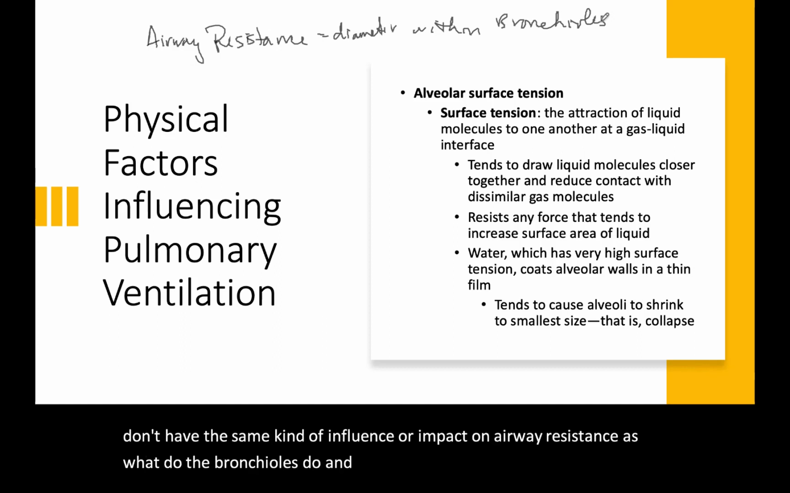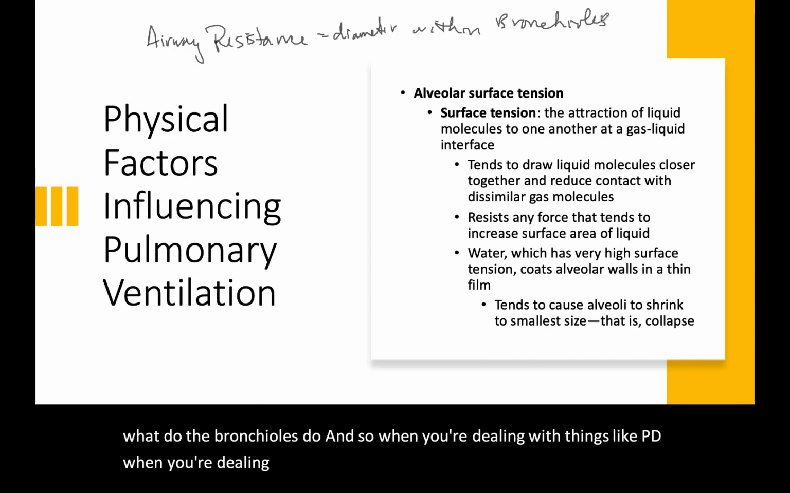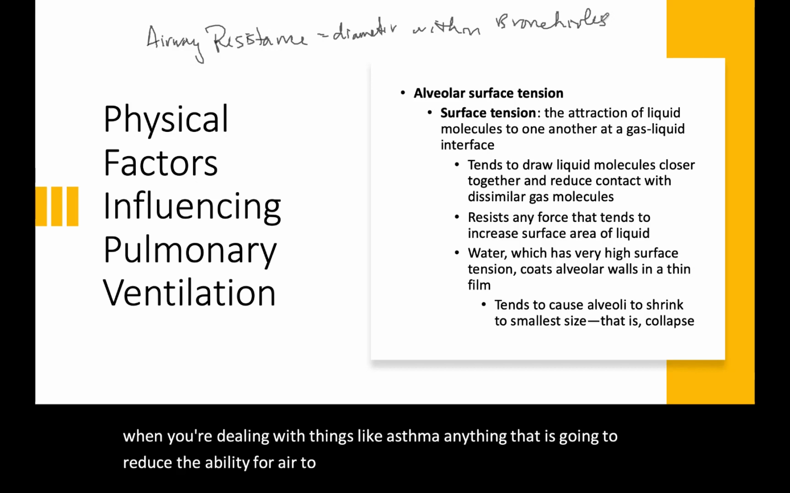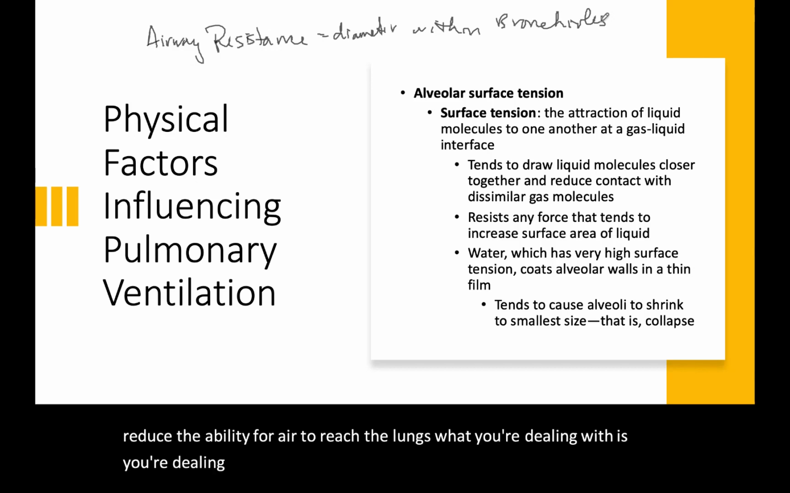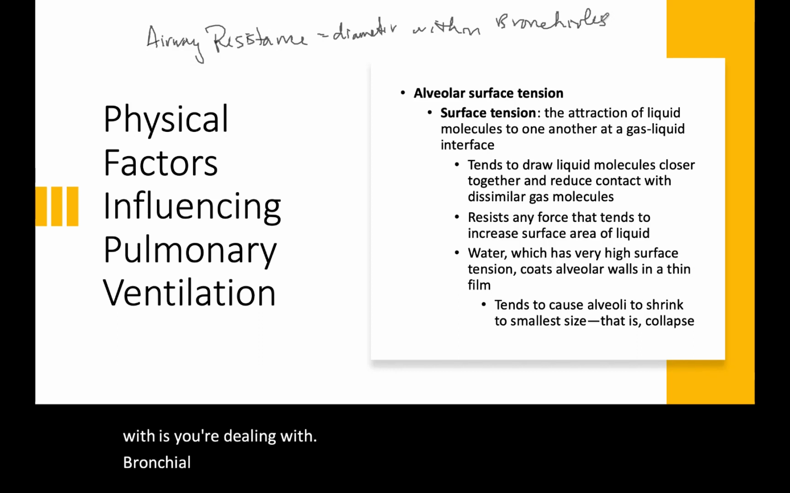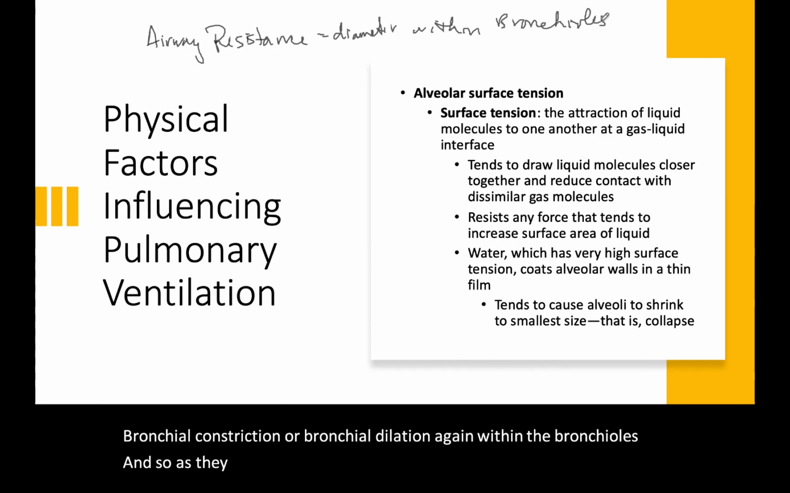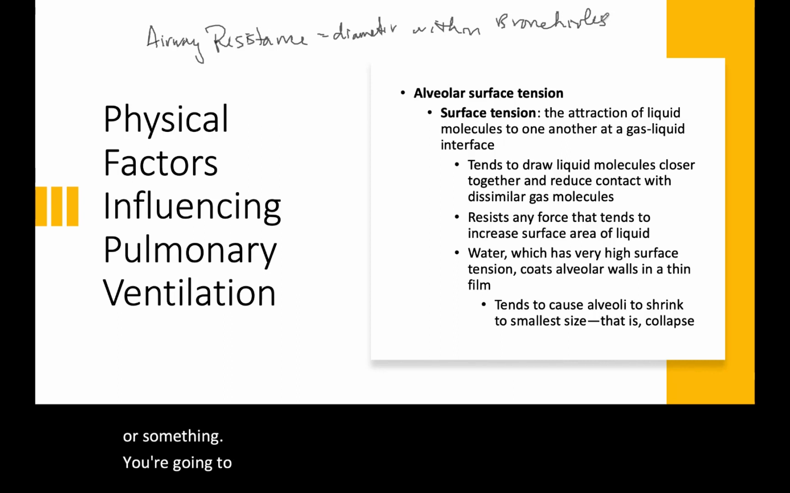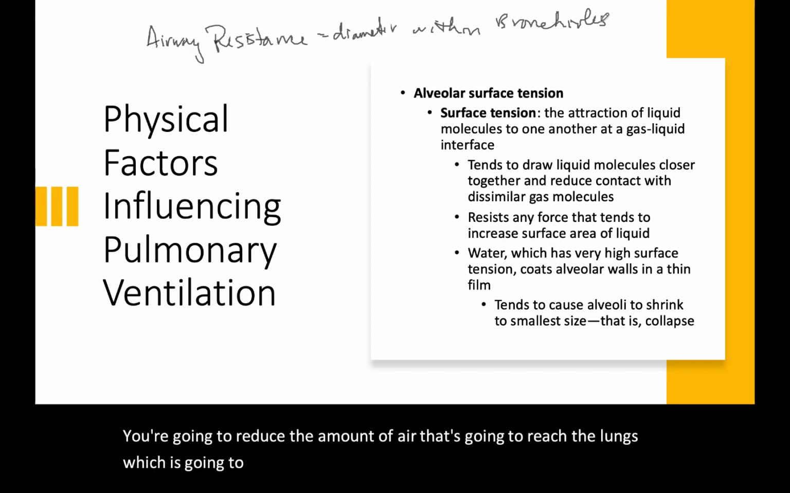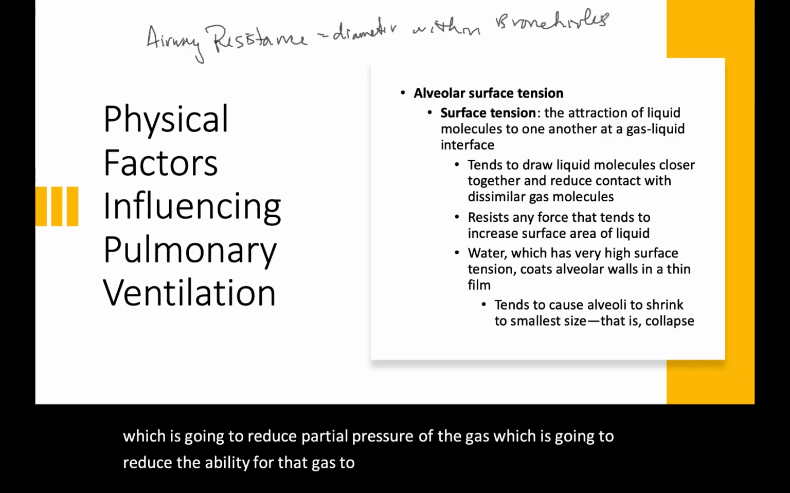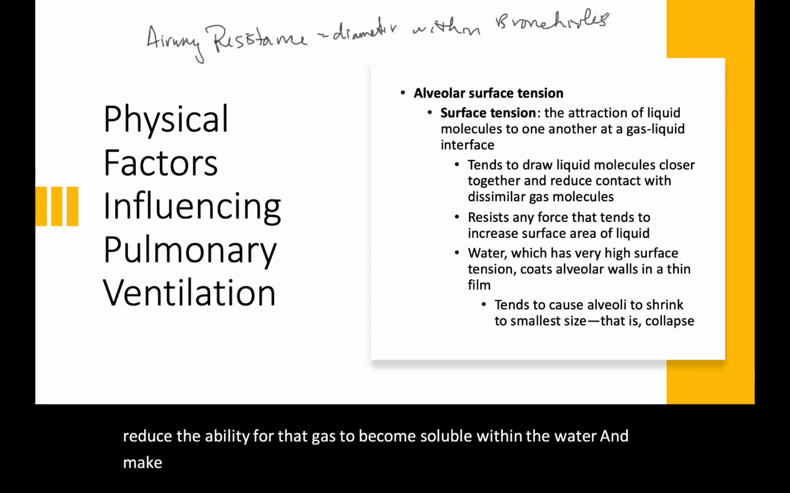And so when you're dealing with things like COPD, when you're dealing with things like asthma, anything that is going to reduce the ability for air to reach the lungs, what you're dealing with is bronchial constriction or bronchial dilation, again within the bronchioles. As they constrict because of an irritant or a spasm or a contraction, you're going to reduce the amount of air that reaches the lungs, which reduces the partial pressure of the gas, which reduces the ability for that gas to become soluble within the water and make its way into the capillaries. So that's one thing that we need to consider.